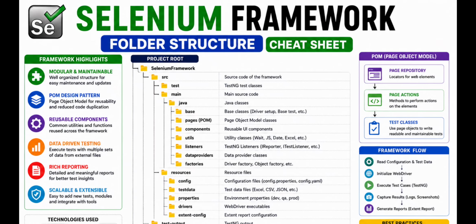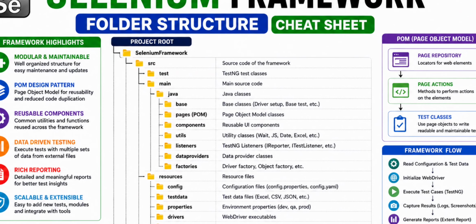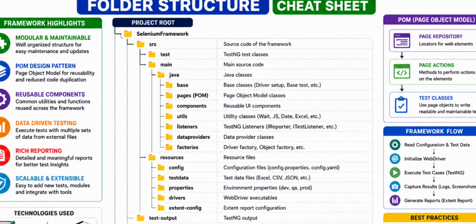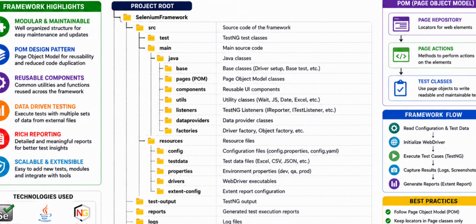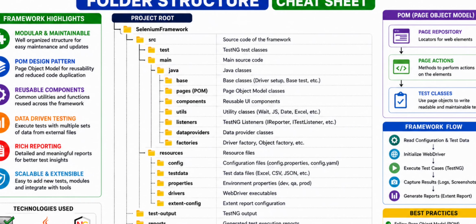Okay, so this is the project root folder, Selenium framework. And then we'll have the main subfolder, SRC test. Under SRC test we'll have the testng test classes. Guys, one more thing before proceeding: project to project the folder structure varies, but in most of the projects they follow a similar folder structure. In the test folder we'll have the testng test classes, and in the main folder we'll have the main source code.